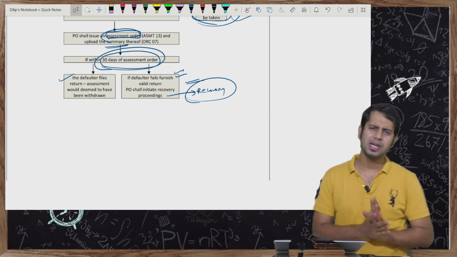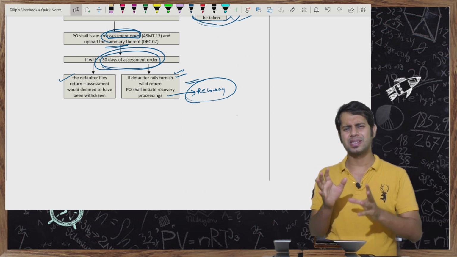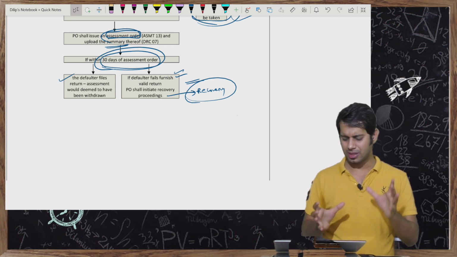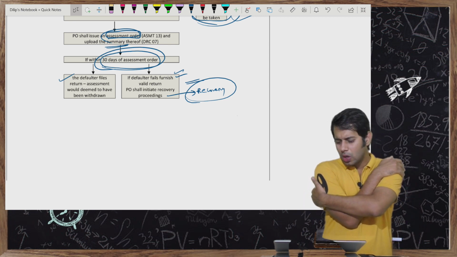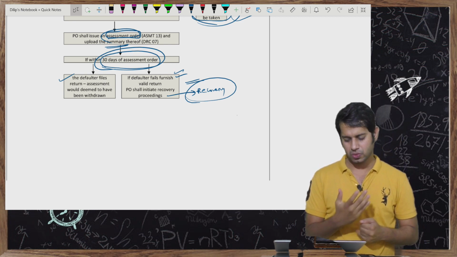Okay, this completes all the amendments which were applicable for your present examination. Other amendments are there in different chapters, small amendments which I am not taking up because I feel that they are not so important.